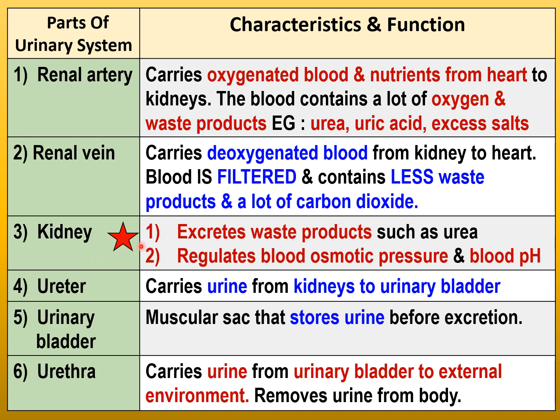Kidney. Now, what are the three functions of the kidney? First one, excretes waste products such as urea and of course uric acid, salts, ammonia. Secondly, it regulates or controls the blood osmotic pressure, which has to do with the balance of water and salt in the body, and it also controls blood pH. So these are the three functions of the kidney. Okay, so you have to remember this because it's a past year question. So a star here means that it's important, and it has come out in the past year questions.